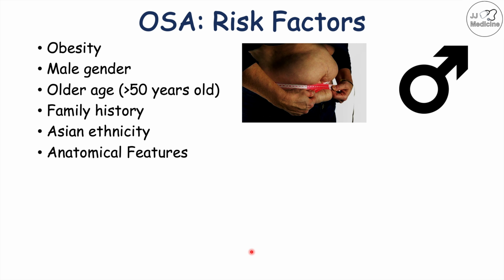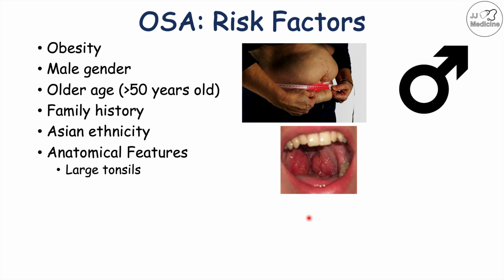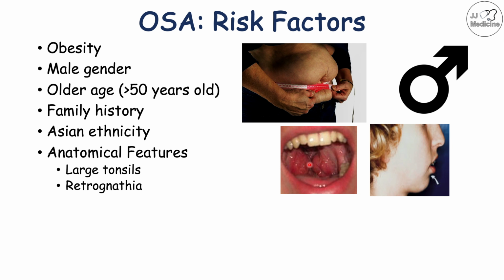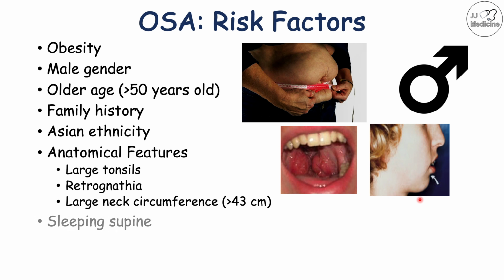And then there are particular anatomical features. This ties in with the family history. Some of these include large tonsils. Having very large tonsils in general can reduce the diameter of the airway, making it much easier for the airway to become obstructed. A condition of retrognathia is a condition where the jaw is pushed back or toward the posterior. This again would lead to some issues of decreasing the diameter of the airway, increasing the chances that a patient may have obstructive sleep apnea. And having a large neck circumference, especially greater than 43 centimeters, is also another risk factor as well.